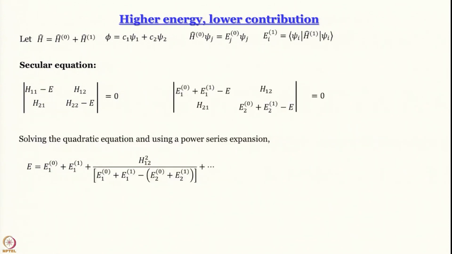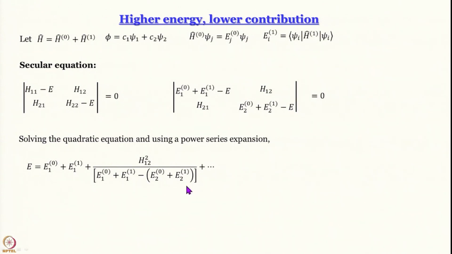And then if you solve the quadratic equation, I am jumping steps here, and if you use a power series expansion, then this is the approximate result you get. There will be more terms, but they will make progressively lower contributions. We get E1 equal to E1 0th plus first order correction to E1 plus H12 square divided by E1 0th plus E1 first minus so on and so forth.